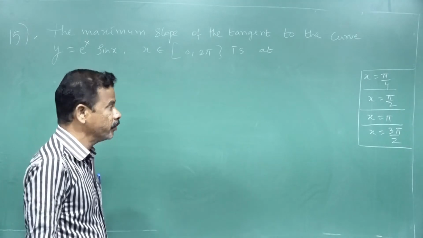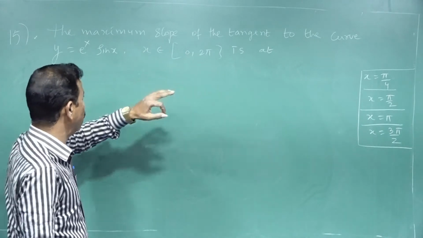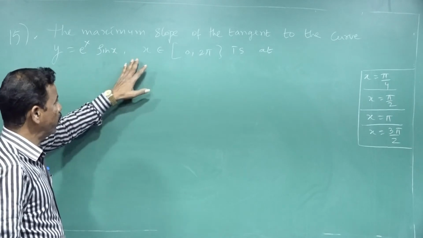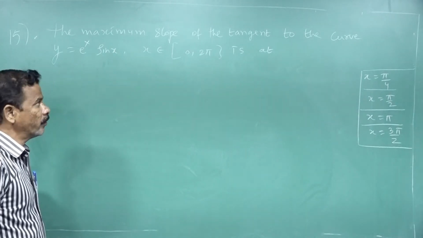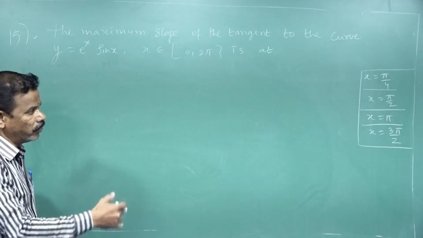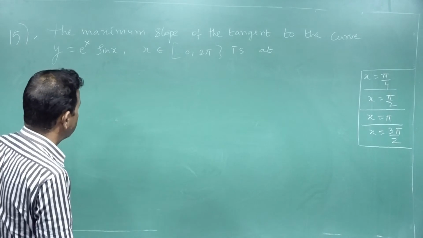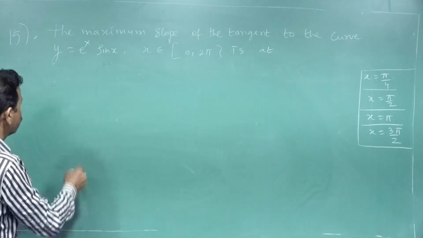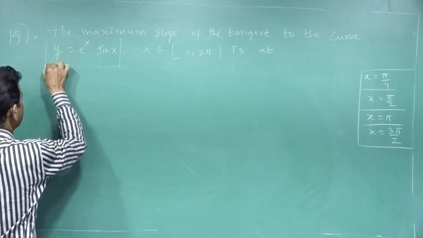15th question. The maximum slope of the tangent to the curve y is equal to e power of x sin x, in the interval x is equal to 0 to 2 pi, closed interval. There are 4 options. Which option is suitable? So here it is asking where the slope of the tangent is maximum. This is the function only, and this function means it is the curve.